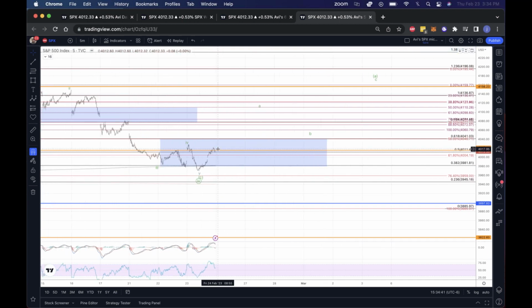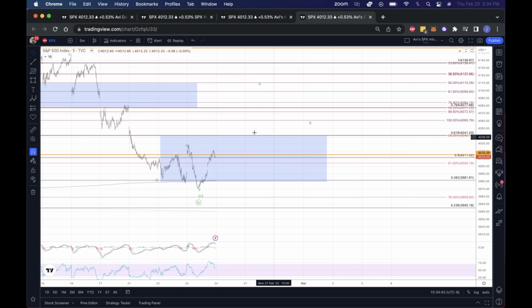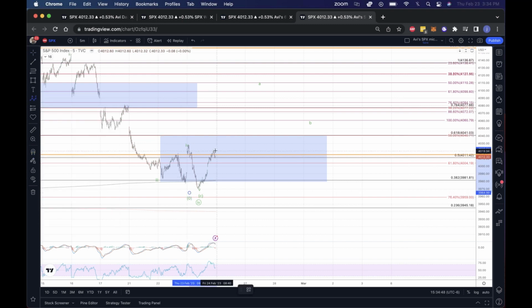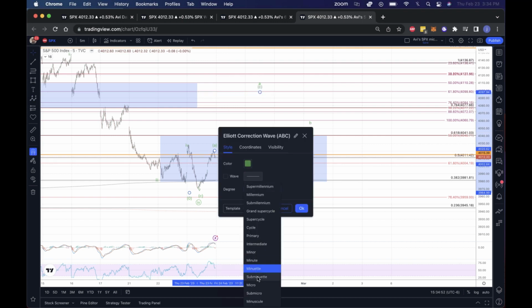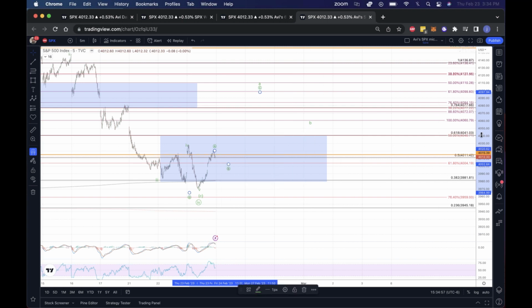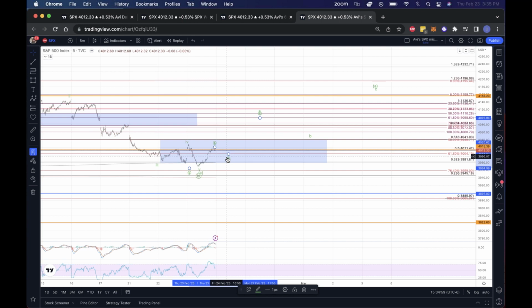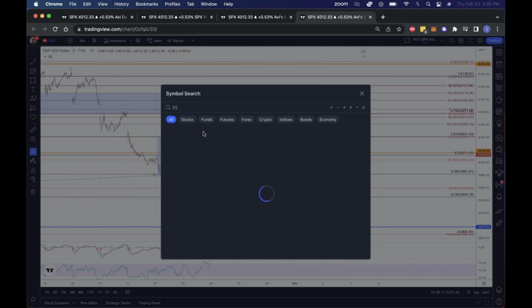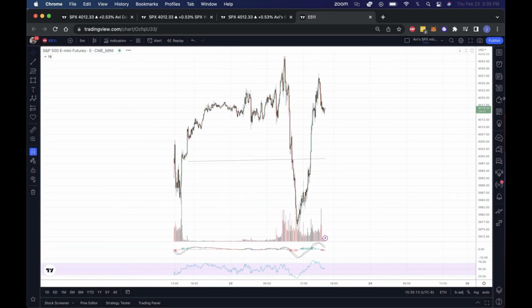And off of the low, we have a very good initial start. It's possible that this is just a smaller A of A of A. So that means we're looking for something like this. Okay, so we have our AB pullback. We have our A wave up. We have our B wave pullback, ideally developing here. It's possible that our A extends a little bit further. Should really take a look at an ES chart here.